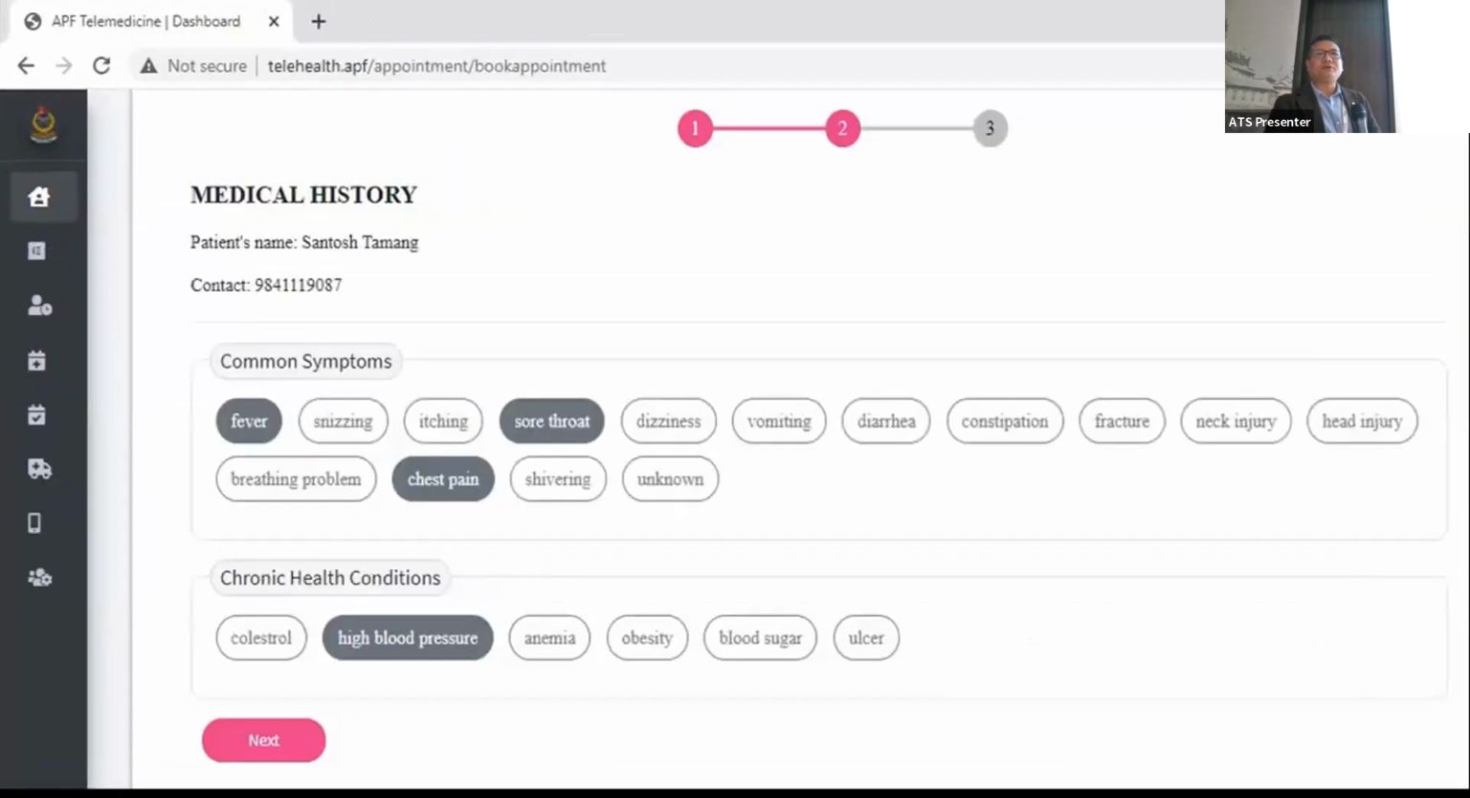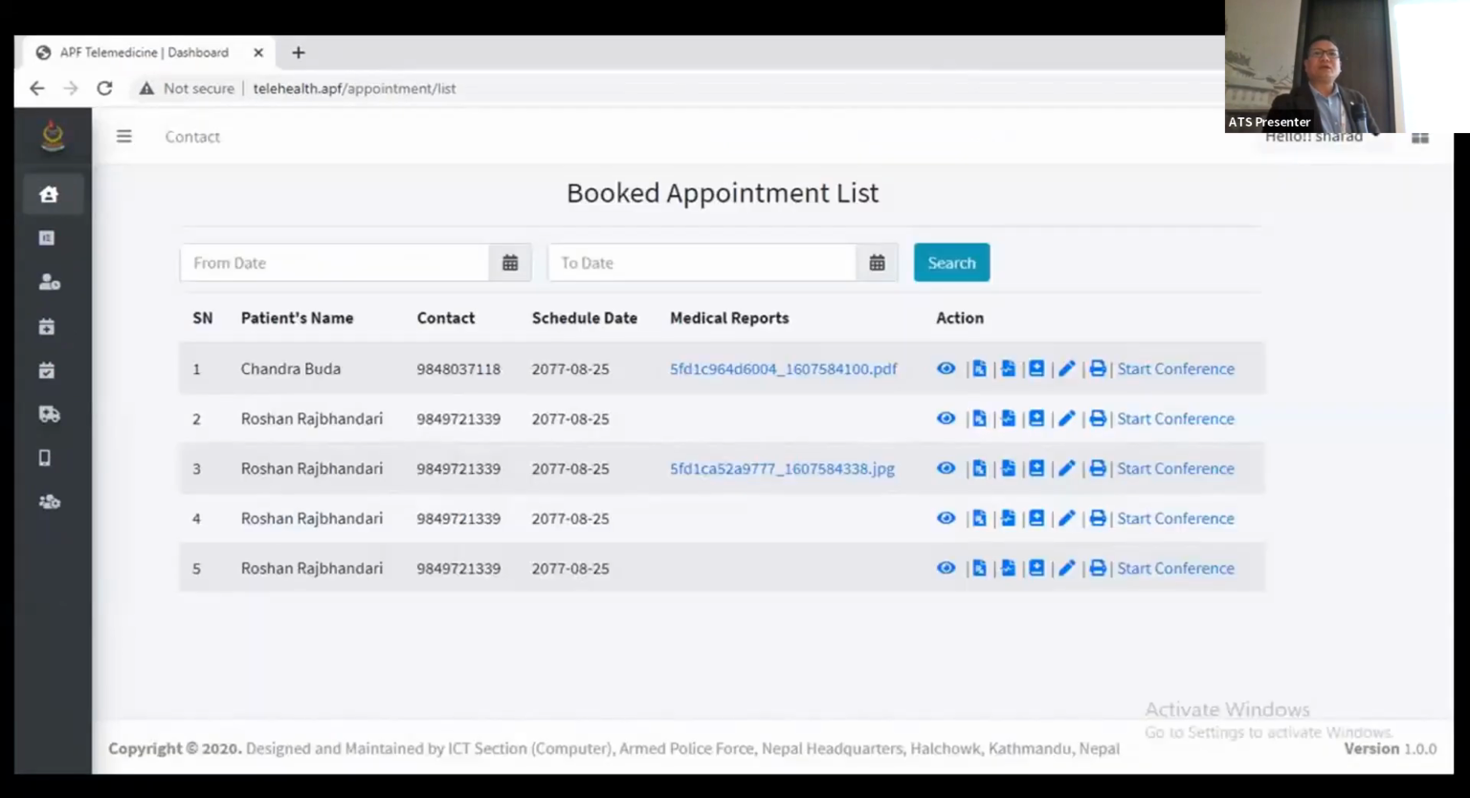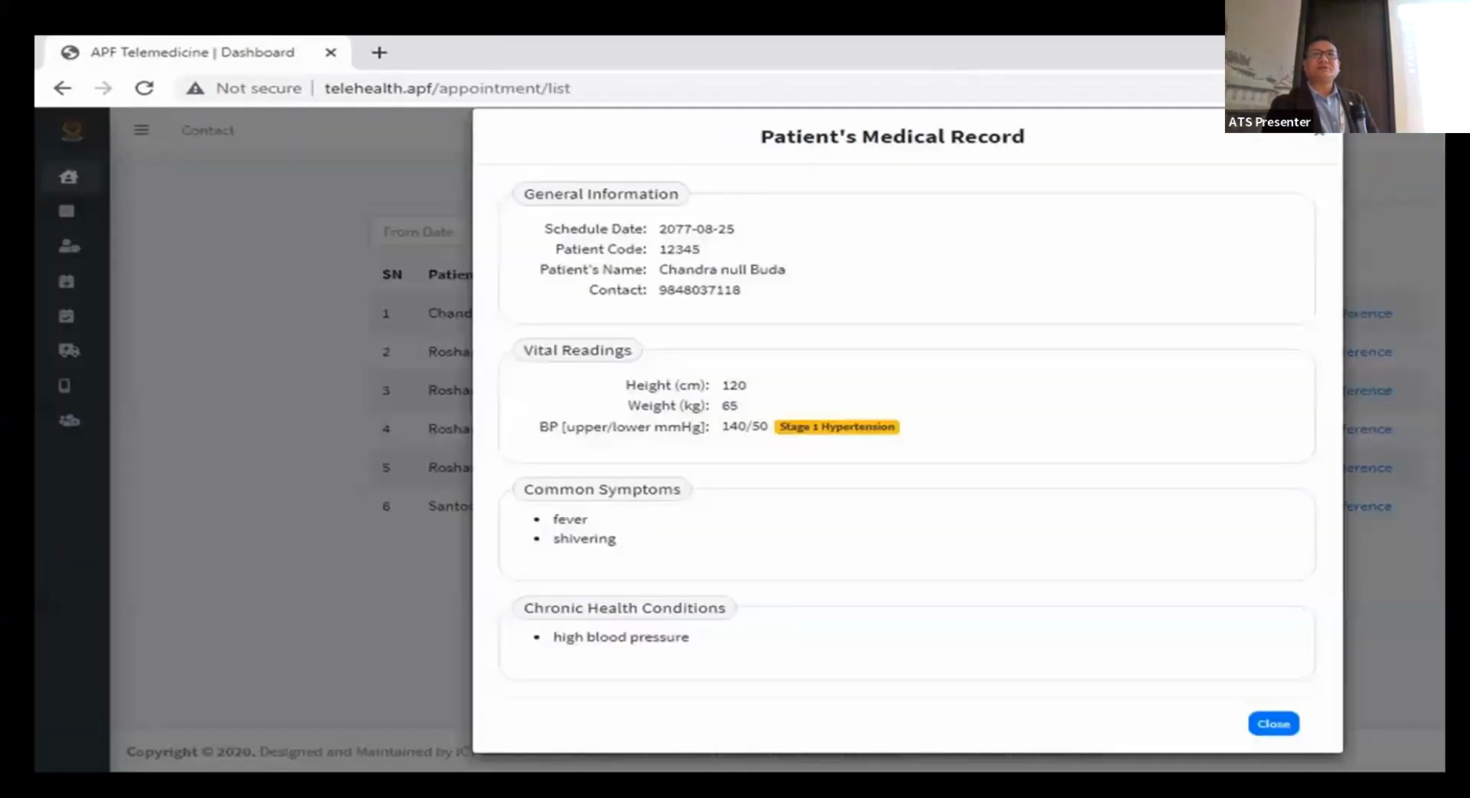for the patient. And the paramedics can help the patient to enter the common symptoms and other chronic health conditions of the patient, and the reports that the patient has can be uploaded in the system as well. And after the booking is confirmed, it comes like this.